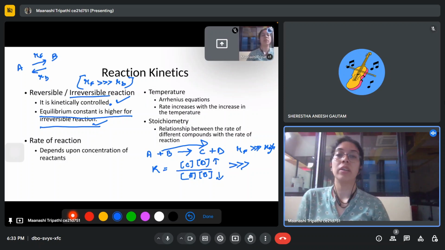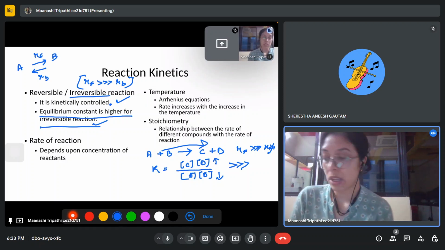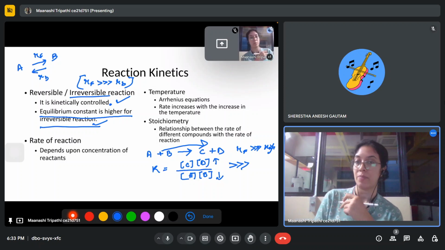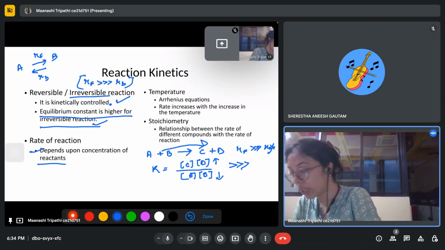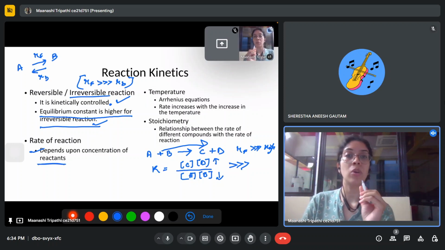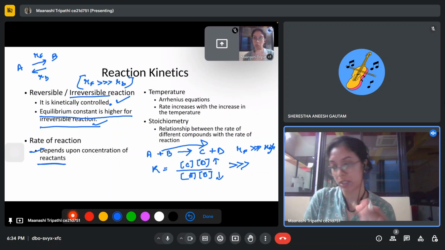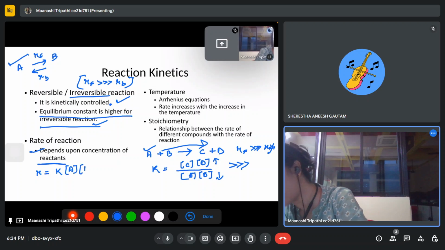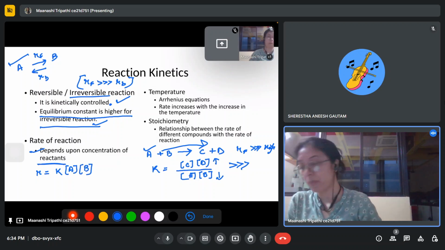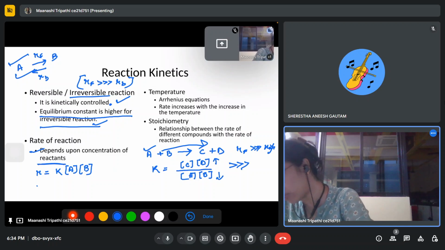Now we will learn what are the concepts on which rate of reaction depends. So it depends upon the concentration of reactant. Rate only depends upon the concentration of reactant, not of product. So if we assume this reaction, rate will be equal to some rate constant and the concentration of reactant. Or if we look into this case, R is equal to K of A.